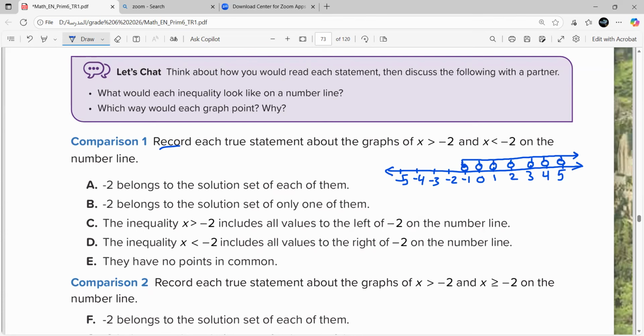Let's answer these questions. Does -2 belong to the solution set of each of them? Of course not. The other one is what? This is x greater than -2. What about x smaller than -2? The number line will be like this. I will make another number line.